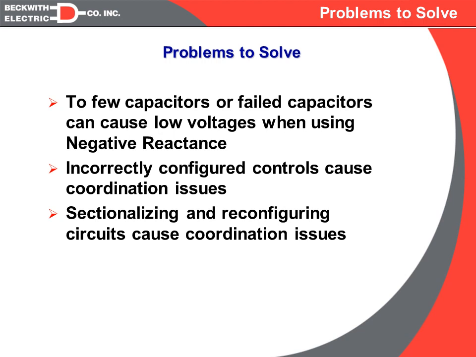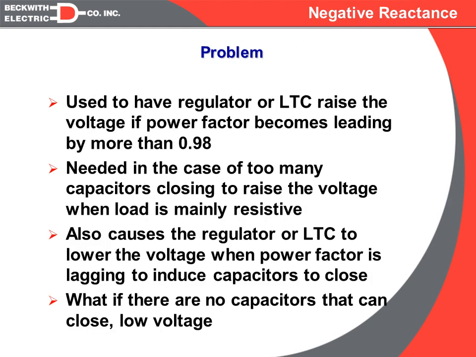So with that in mind, we're going to look at the problem, and that is that we want to keep the power factor between 0.98 lead and lag, and we want the regulator or LTC to only correct for voltage if the power factor gets out of that area.